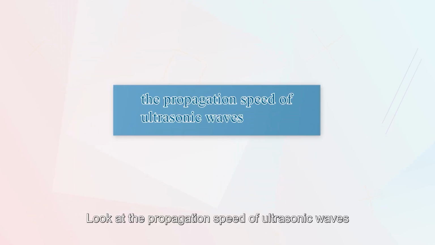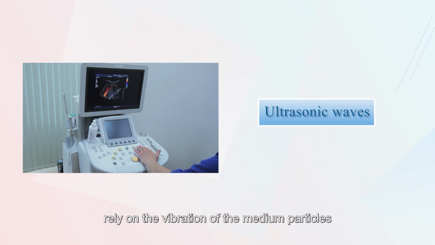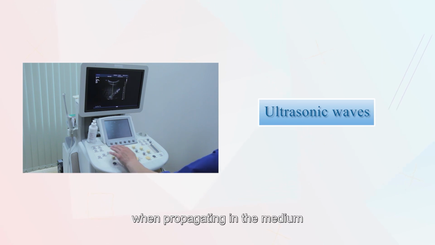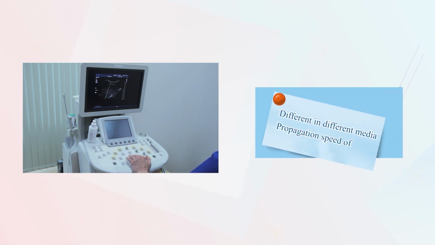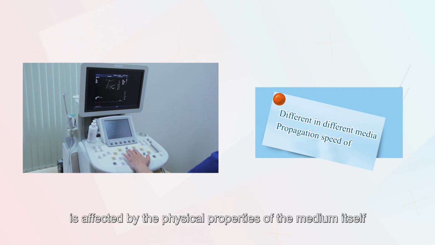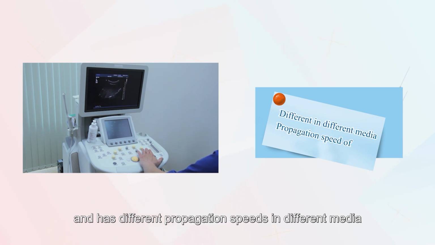Look at the propagation speed of the ultrasonic waves. Ultrasonic waves, like other mechanical waves, rely on the vibration of the medium particles and the elastic force between the particles when propagating in the medium. Therefore, the propagation speed of the ultrasonic waves in the medium is affected by the physical properties of the medium itself and has different propagation speeds in different media.